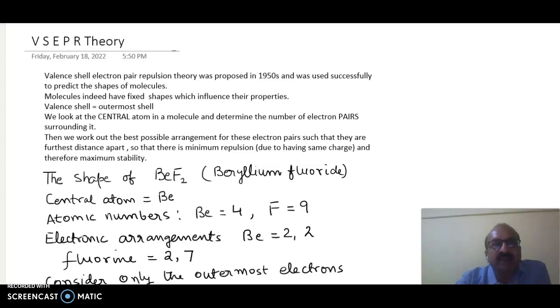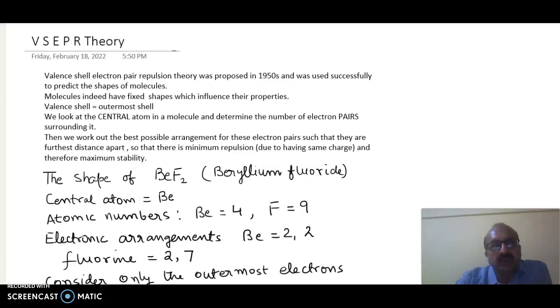Molecules indeed have shapes. For example, methane is tetrahedral in shape. And the shapes of the molecules influence their physical and chemical properties. In chemistry, it becomes necessary many times to be able to predict the shapes of the molecules.